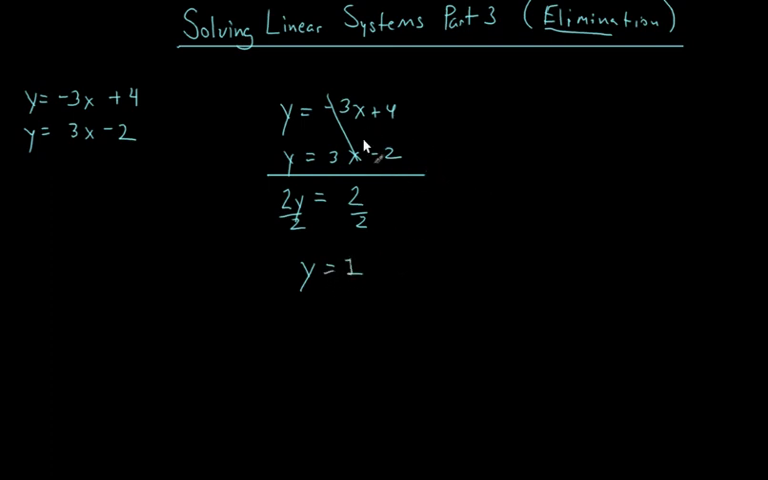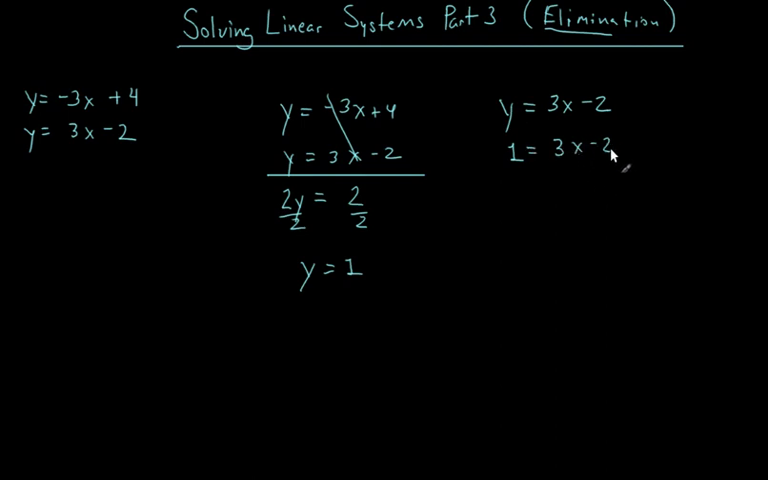Now, how do we get the x? Well, if this is indeed a linear system, the solution should work for both equations. So much like we did earlier, we can plug the value into either equation. Over here you see y equals 3x minus 2, so I'll plug that in and see what happens. So y equals 3x minus 2. We're going to plug the 1 in for the y, so 1 equals 3x minus 2. Now we have to solve for x.